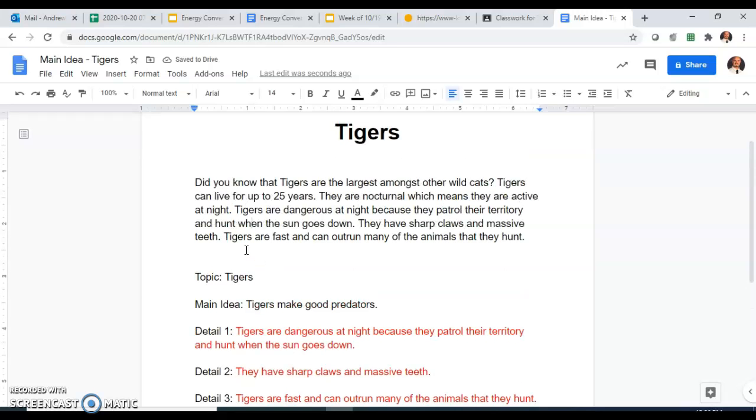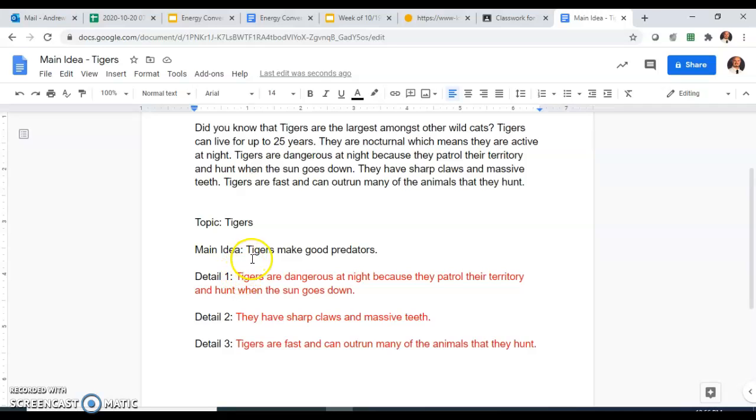So there you have it. Tigers is the topic. The main idea is that tigers make good predators. Details to support my main idea would be that tigers are dangerous at night because they patrol their territory and they hunt when the sun goes down. They have sharp claws and massive teeth, and they're fast and can outrun many of the animals that they hunt.